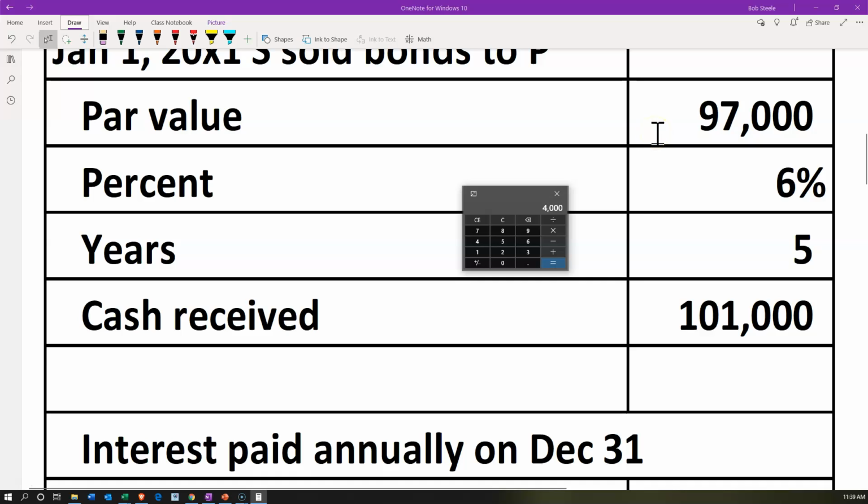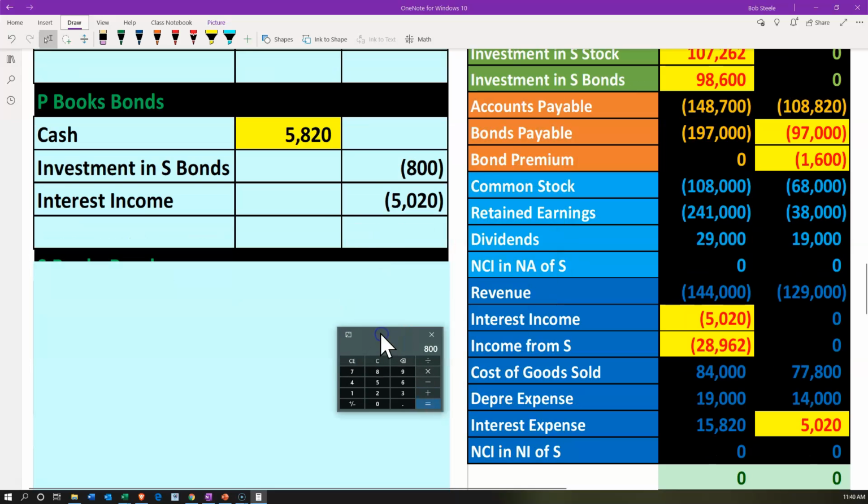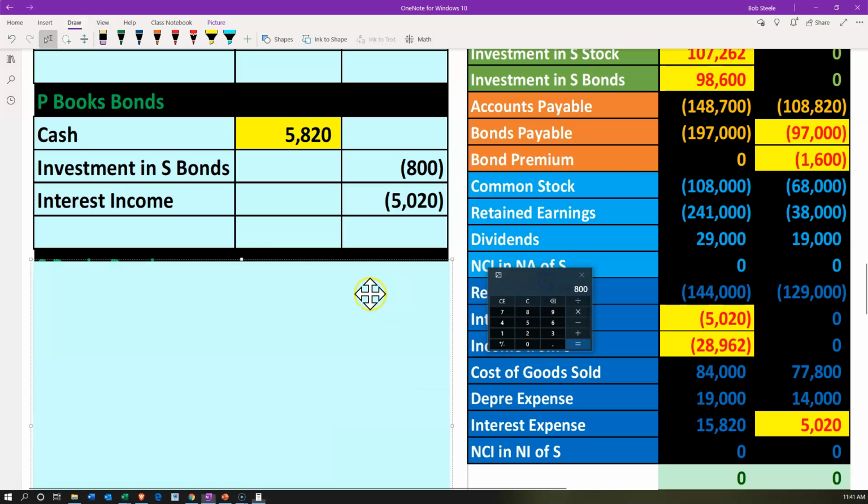We're going to use a straight line method to do that, and we're going to divide it by the number of periods, which this time happens to be 5 years because these are paid each year. If it was semi-annual, we'd have to say 10 periods and whatnot. So 5 years and 5 periods. So I'm going to say divided by 5. That's going to be the 800. So then the investment's going to have to decrease by the 800. So this account's going to have to go down by the 800. The difference between the 5,820 and that 800 is what's going to be allocated to interest income. So here's interest income, and that's where this 5,020 on P's books came from.